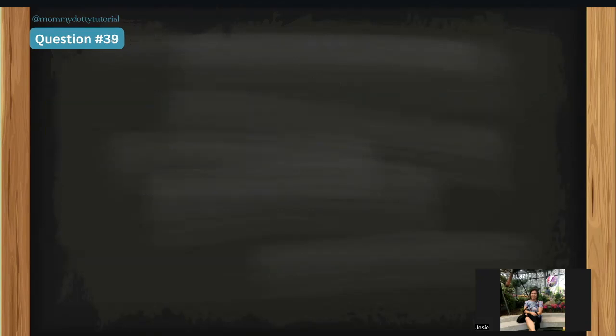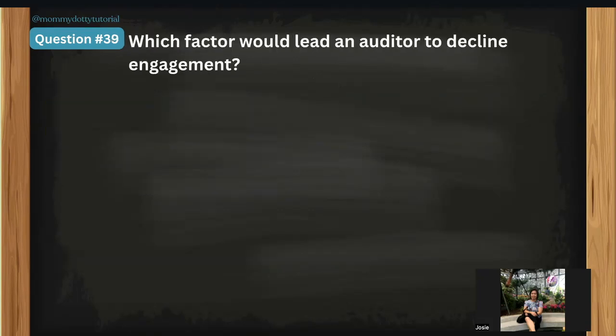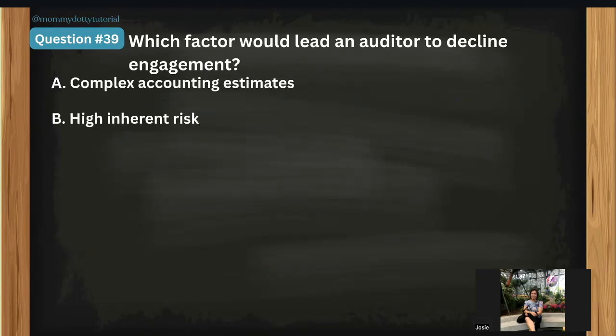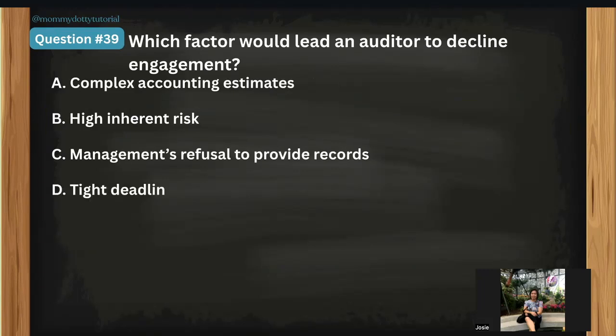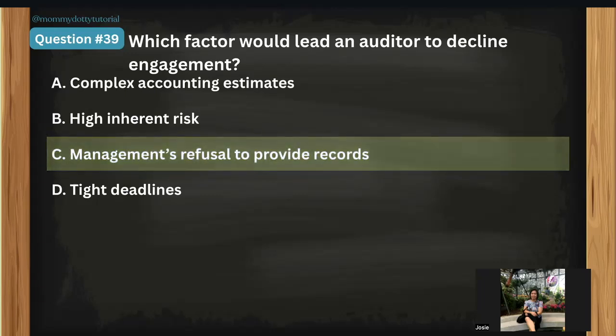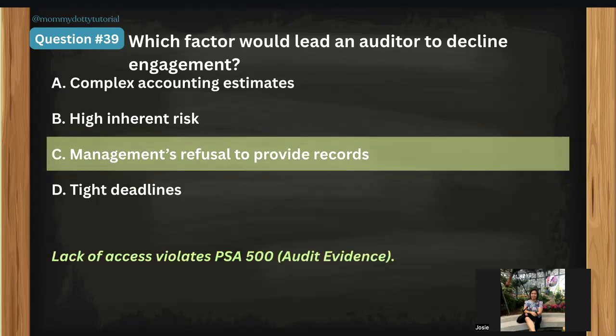Question 39. Which factor would lead an auditor to decline engagement? A. Complex accounting estimates. B. High inherent risk. C. Management's refusal to provide records. And letter D. Tight deadlines. So you may pause this video to think. The correct answer is letter C. Management's refusal to provide records. How are you going to do your audit if you don't have the correct records? So it violates PSA 500, the audit evidence.